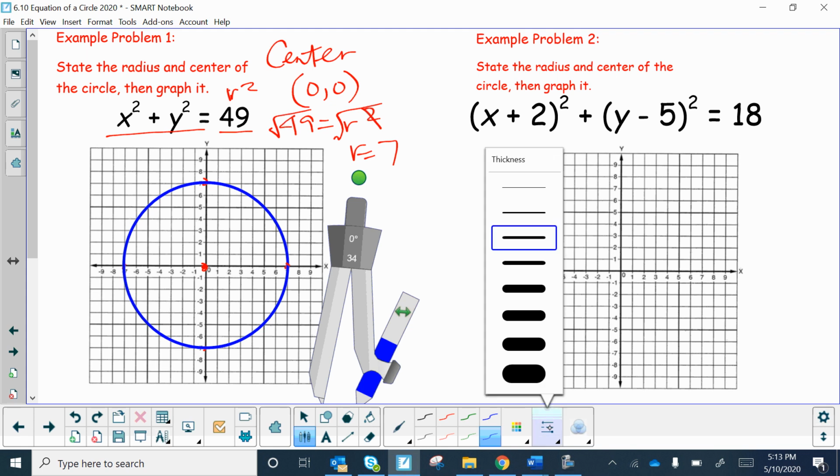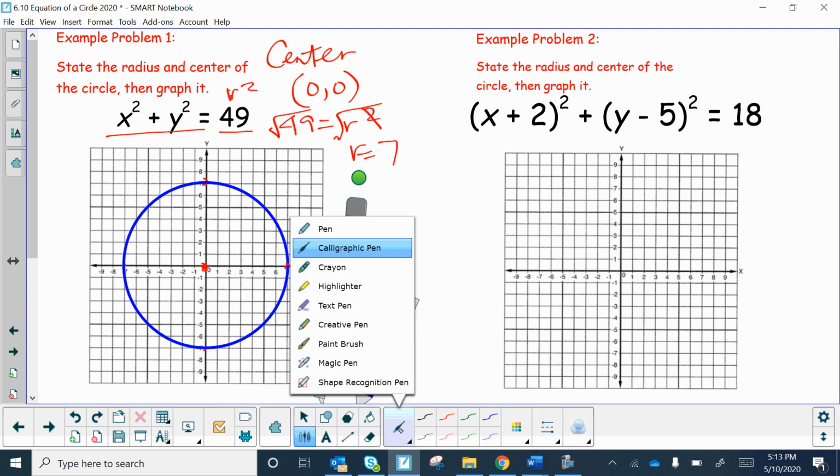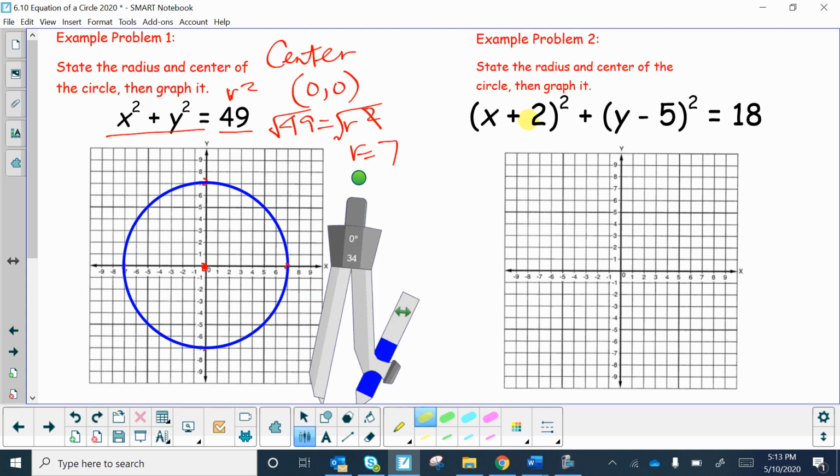Okay, let's look at this next one. So on this next one, you should know that the center is not going to be at 0, 0, because it doesn't look like x squared plus y squared. What you need to focus on is, and let me get my highlighter, this number and this number right here, okay? And I'm going to rewrite the equation in the form of an equation of a circle. So it's x minus h squared plus y minus k squared equals r squared.